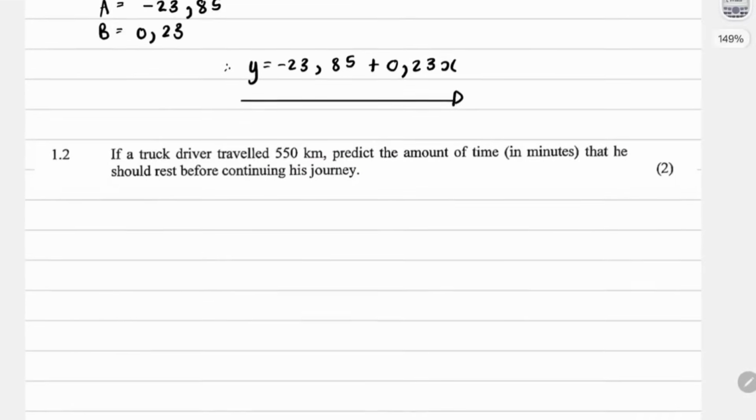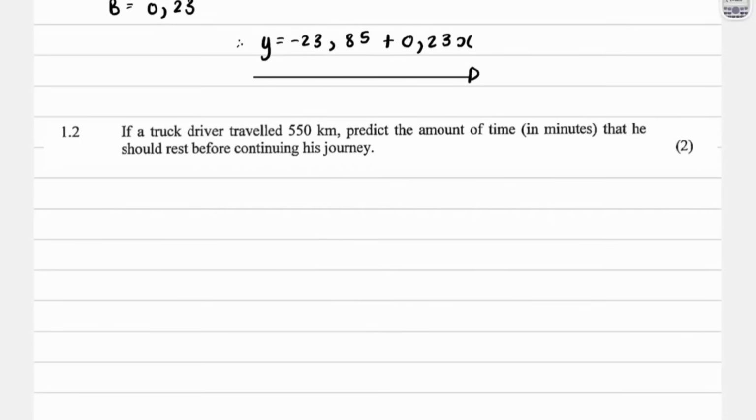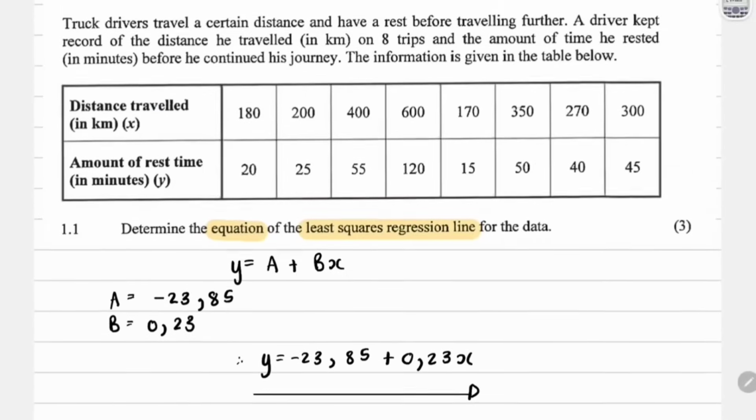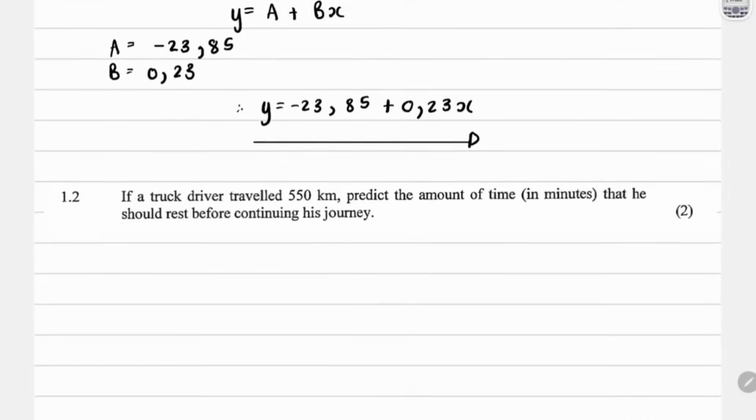Okay, 1.2 says, if a truck driver traveled 550 kilometers, predict the amount of time in minutes that he should rest before continuing his journey. Okay, so just like what I said in the beginning, once we find the equation of the least squares regression line, we can really just use it to make predictions, like how long he's going to rest if he travels a specific distance, or if he rested a specific time, what exactly was the kilometers he traveled. We can use that to make those types of predictions.